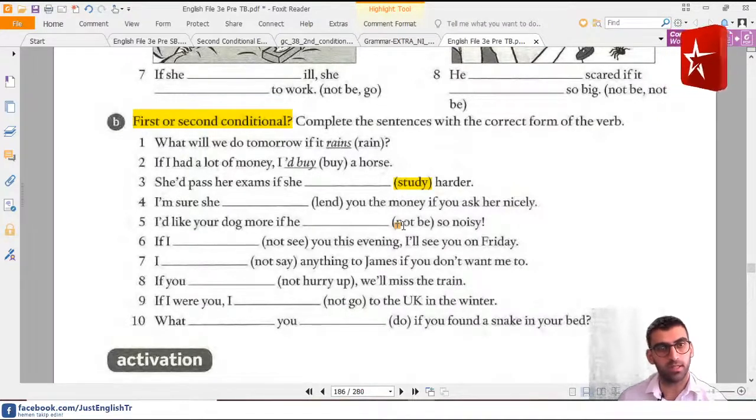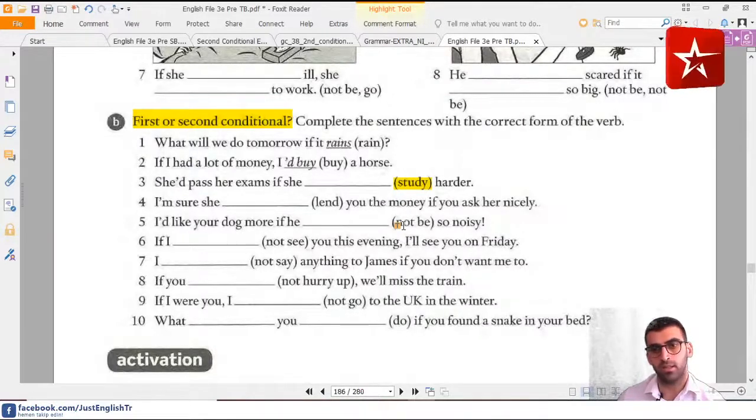conditional sentences. Yes, I am sure she will lend you the money if you ask her nicely. That is the correct answer. I am sure she will lend you the money if you ask her nicely. That is the correct answer for number 4.